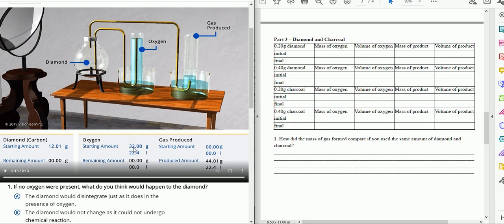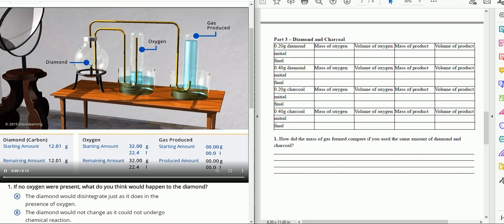We started with 32 grams of oxygen, which is 22.4 liters of oxygen gas, and we used all of it. It's all gone. So you can see that we have 0 grams remaining, which is to say we have 0 liters remaining. And for gas produced, we started with no grams, no volume, and we produced 44.01 grams, which is 22.4 liters.